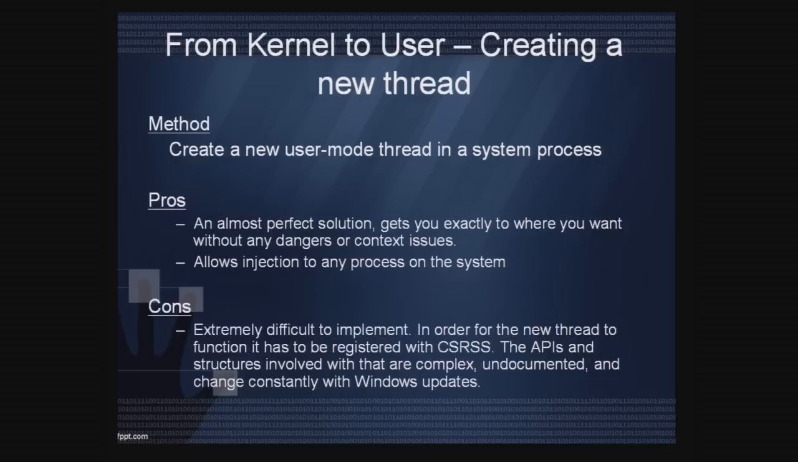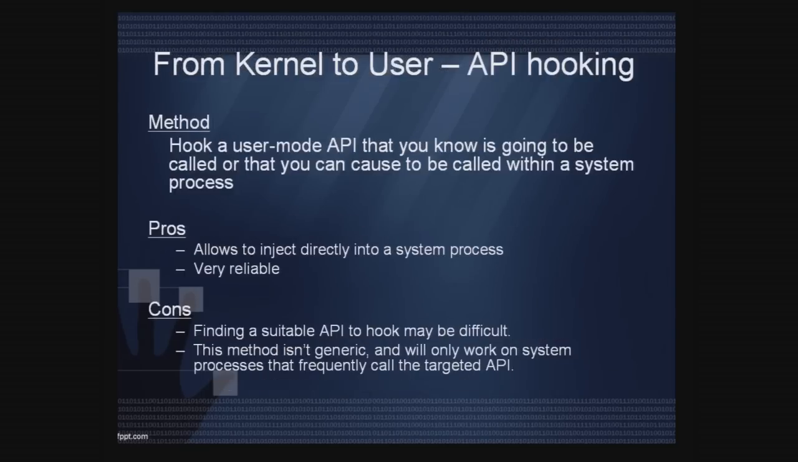Another theoretical way is to create a new thread. The problem is the thread has to be registered with CSRSS to be functional. Very complicated, but it can be done, and that gives theoretically the perfect solution. You're just creating a new user thread in a process from the kernel. The last one that I'll talk about is API hooking. If you know that there's an API in user mode that is going to be called, you simply hook that API in user mode from the kernel. You change the memory. Next time the user mode application calls the API, your code is going to get called in that context.